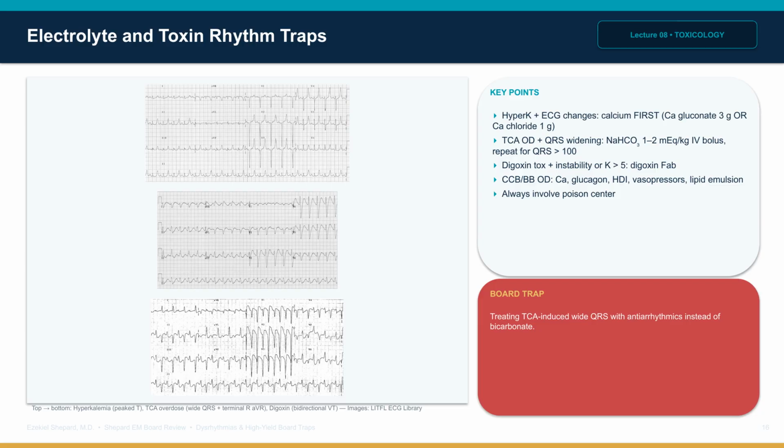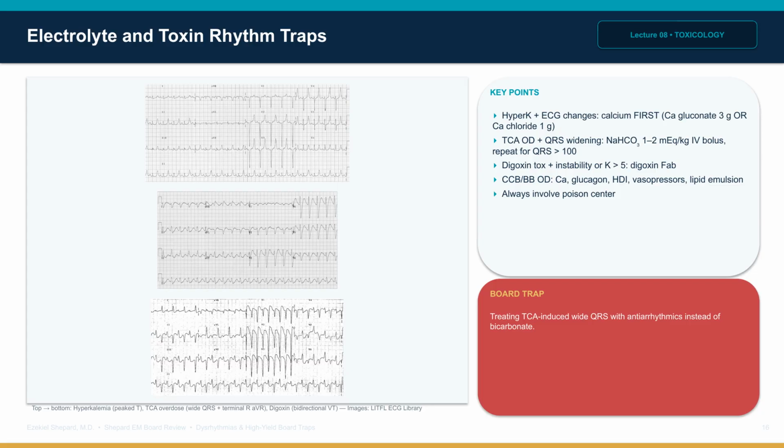Tricyclic antidepressant overdose with QRS widening: sodium bicarbonate 1 to 2 milliequivalents per kilogram intravenous bolus, repeated for QRS over 100 milliseconds. Digoxin toxicity with hemodynamic instability or hyperkalemia over 5: digoxin-specific Fab fragments. Calcium channel blocker or beta blocker overdose.